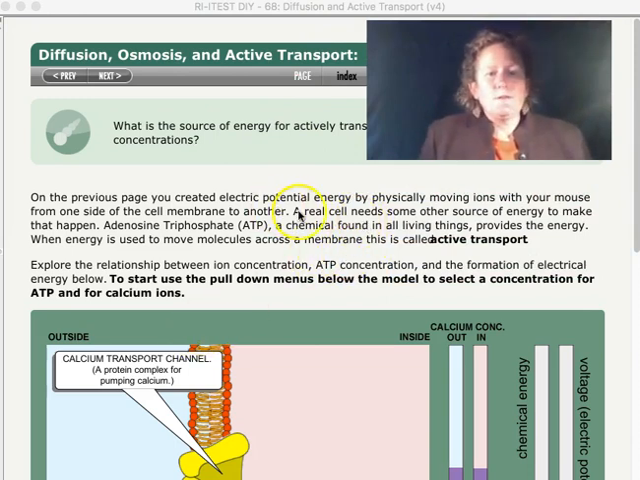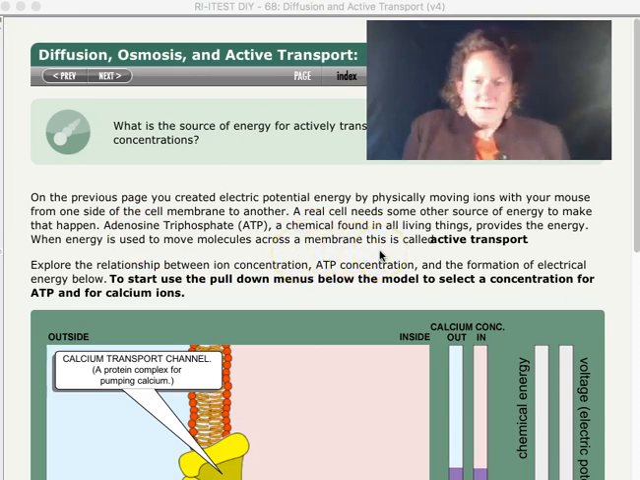We created electrical potential by physically moving ions with our mouse from one side of the cell membrane to the other. A real cell needs some other source of energy because they don't have a mouse to make that happen. Adenosine triphosphate is a chemical found in all living things that provides the energy. When energy is used to move molecules across a membrane, it's called active transport. So when you're using ATP, that's called active transport.